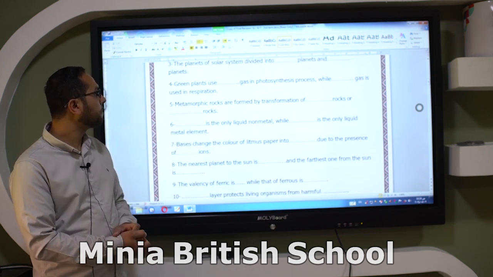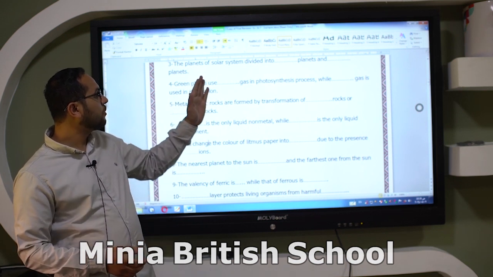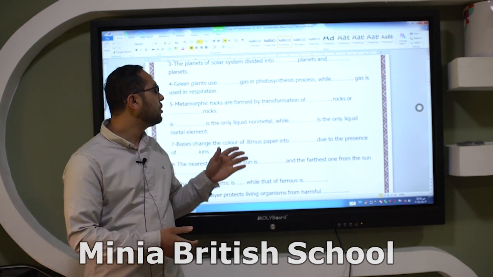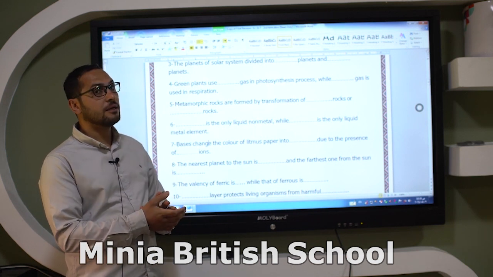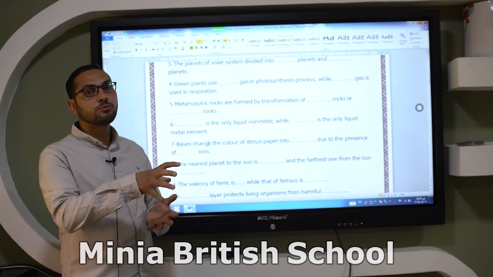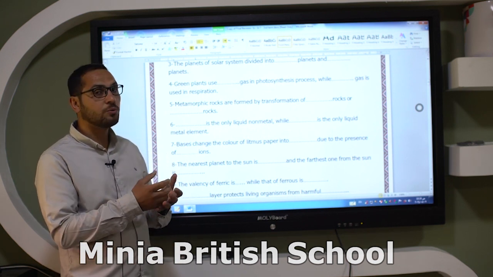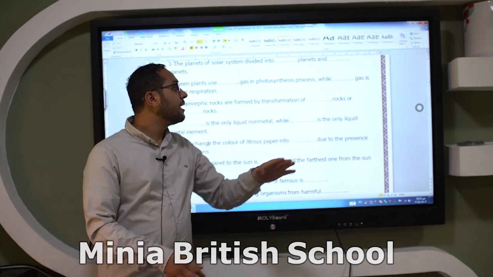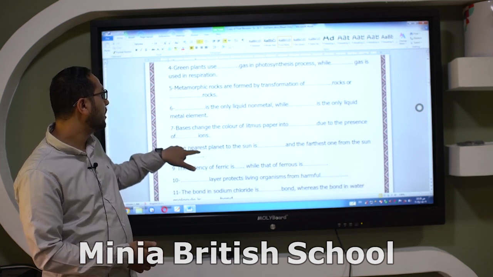Number 4, green plants use a kind of gas in the photosynthesis process. They use carbon dioxide, CO2. The plant absorbs carbon dioxide from the air and also absorbs minerals and water from the soil. Why? To make its food. While oxygen gas is used in respiration.